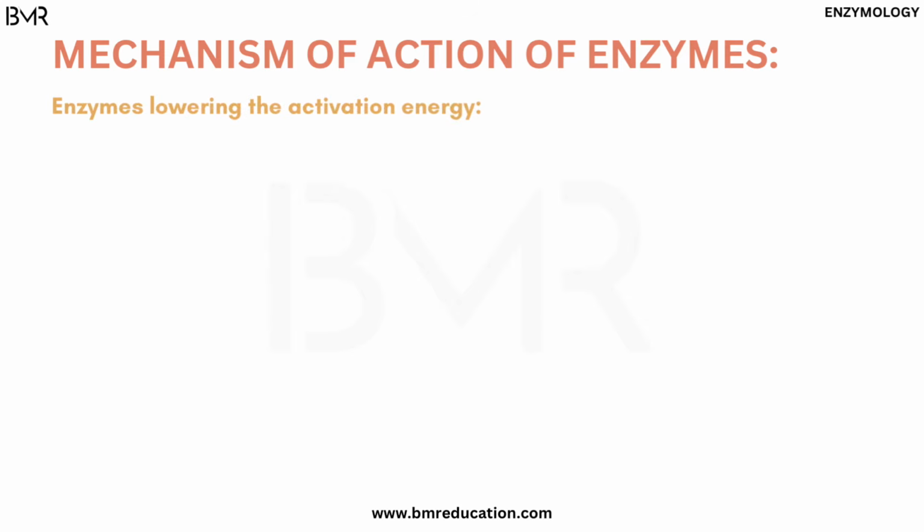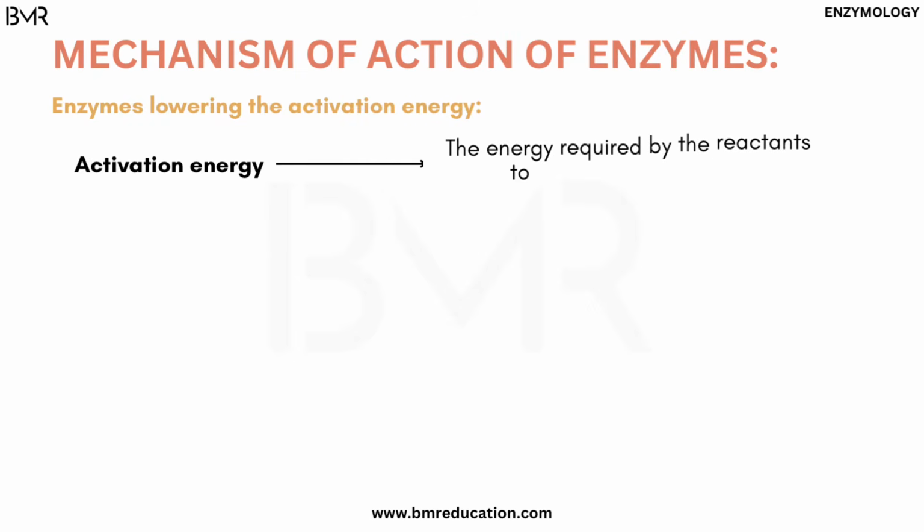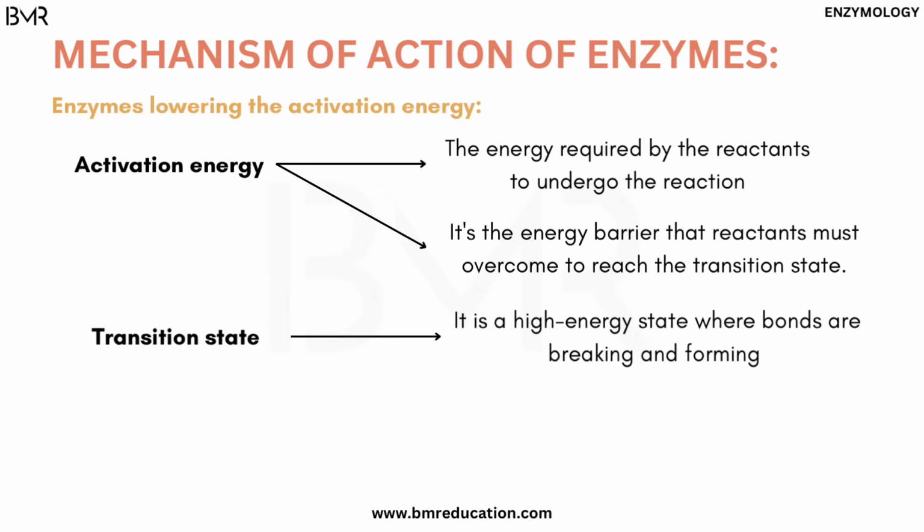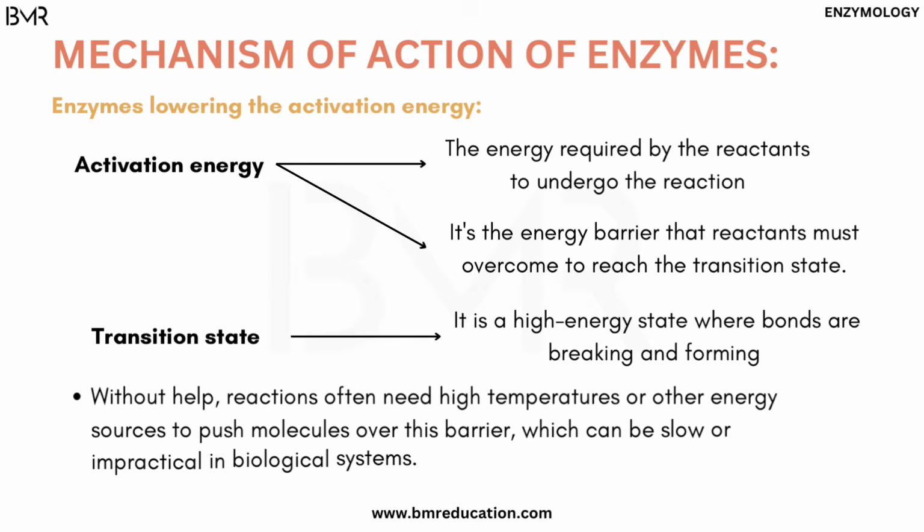The first mechanism is enzymes lowering the activation energy. Then what is activation energy? It is the energy required by the reactants to undergo the reaction. It's the energy barrier that reactants must overcome to reach the transition state. Transition state is a high energy state where bonds are breaking and forming. Without the help of enzymes, reactions often need high temperatures or other energy sources to push molecules over this barrier, which are impractical in biological systems.